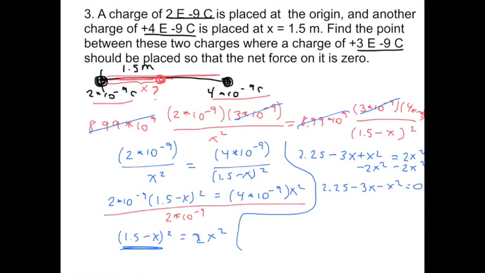So that's what would be happening off screen, or what you could do with your own calculator. But when I simplify all of this to solve, I get that x equals 0.62 meters. So that's how far away from this origin over here that the charge would have to be placed so that it's at equilibrium.